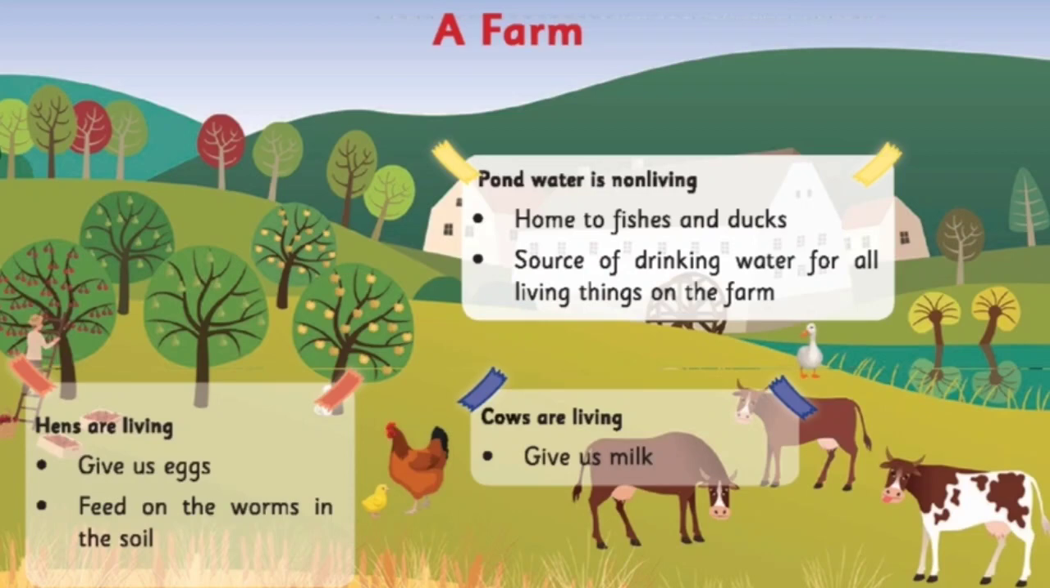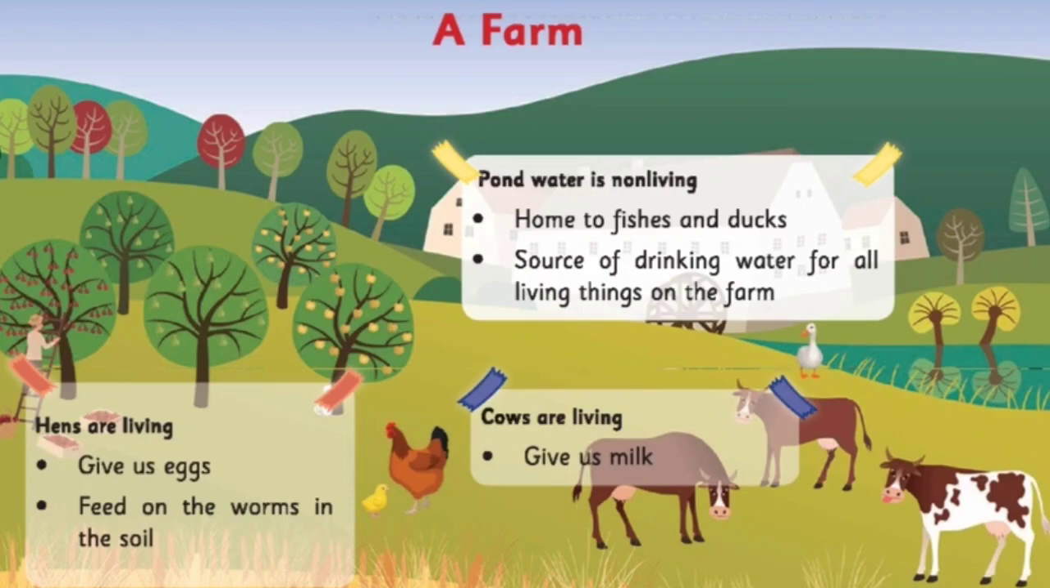In the same way, how does the hen help us? The hen is giving us eggs and the hens feed on the worms in the soil. Hen is giving us eggs. And what about the food of the hen? What does the hen eat? The hen eats the small insects and worms in the soil, and it is giving us the eggs.